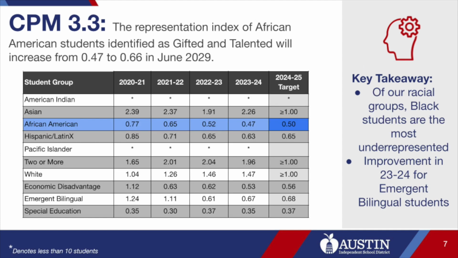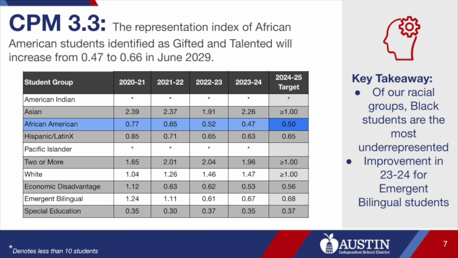Similar to Constraint 3.1, we do not have any new data for Constraint 3.3, as we do not have any newly identified students for the 24-25 school year yet. Therefore, we are sharing the same table as was adopted when targets were set. Our focus group for this constraint is African American students. The representation index goal is to be as close to 0.8 as possible. That is what research considers well represented. You can see that we have a lot of work to do.